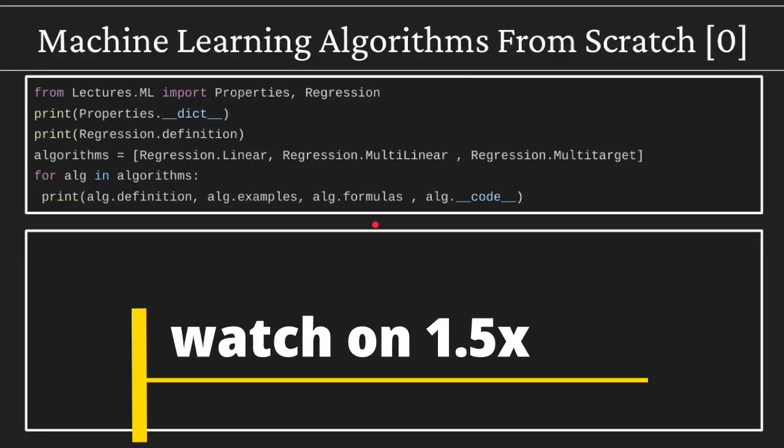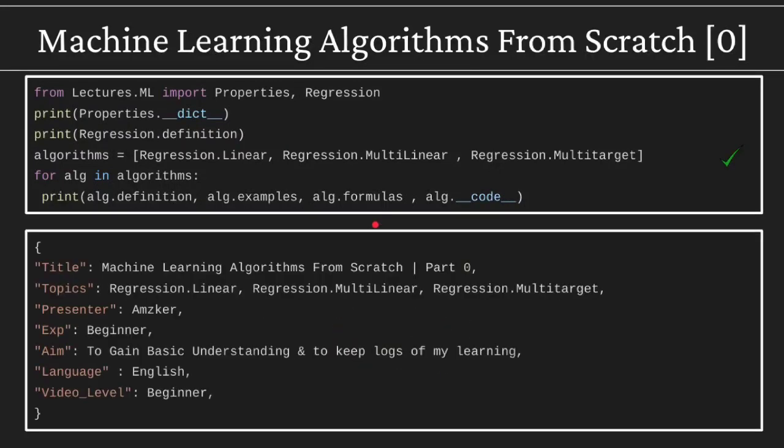Hello everyone. In this video we are going to discuss one of the most fundamental topics in machine learning, which is regression, and in which we will be discussing linear regression and its types, i.e. multilinear and multi-target regression. The aim of this video series is just to give you the basic understanding and also to keep logs of my learning.